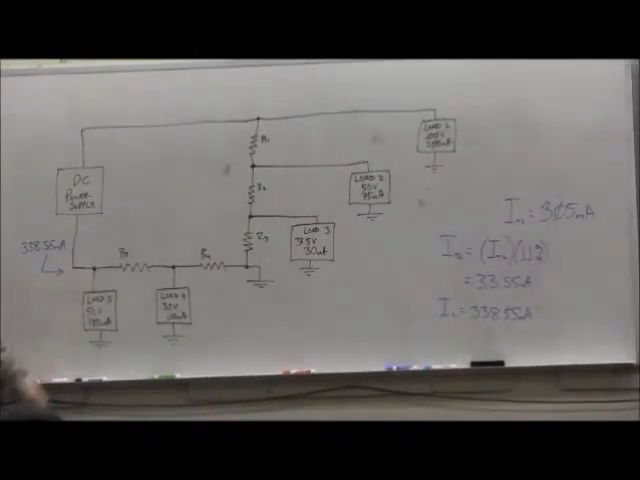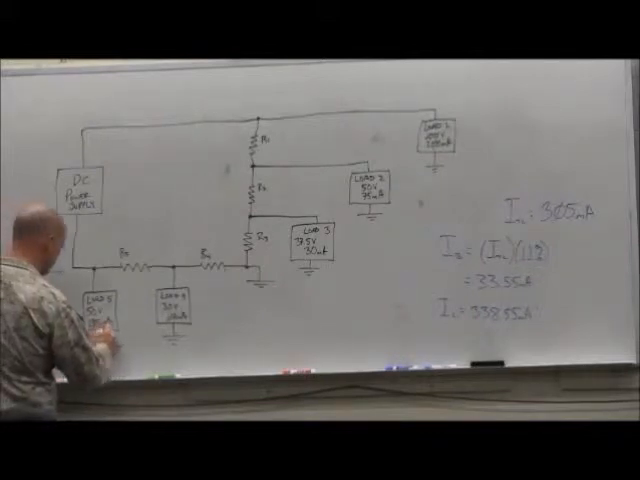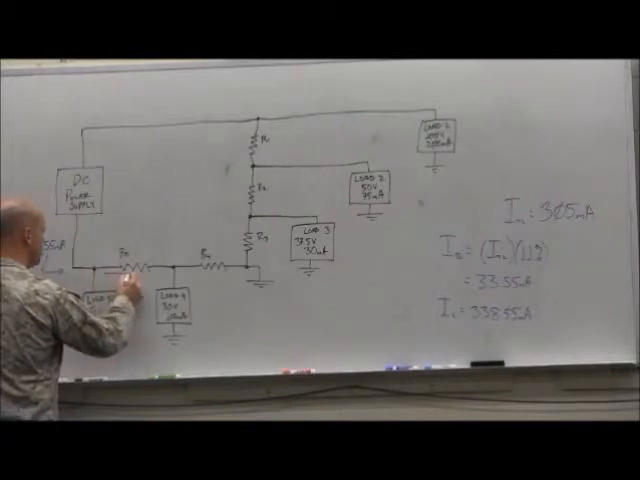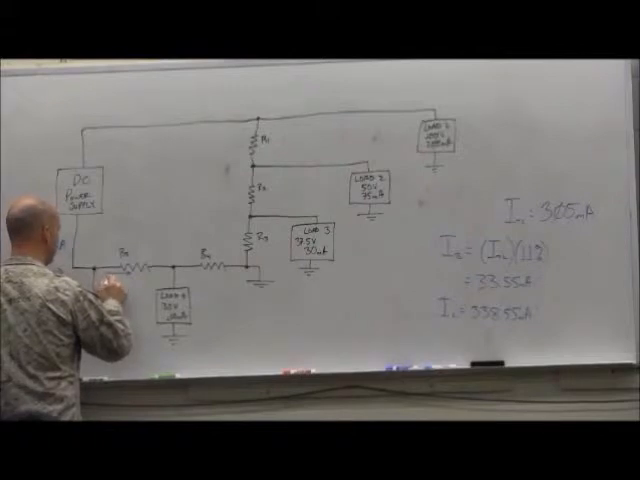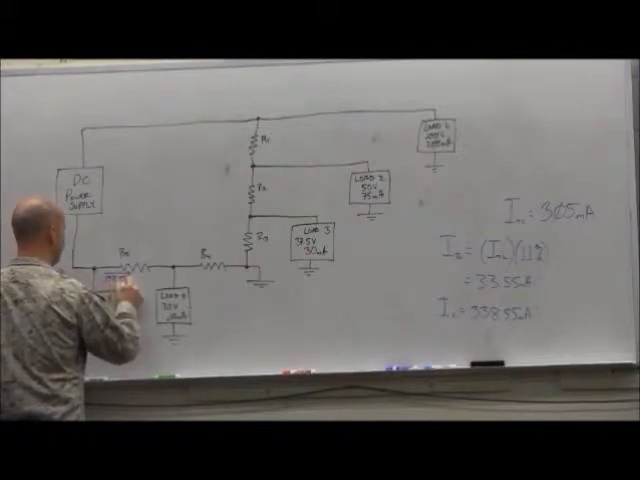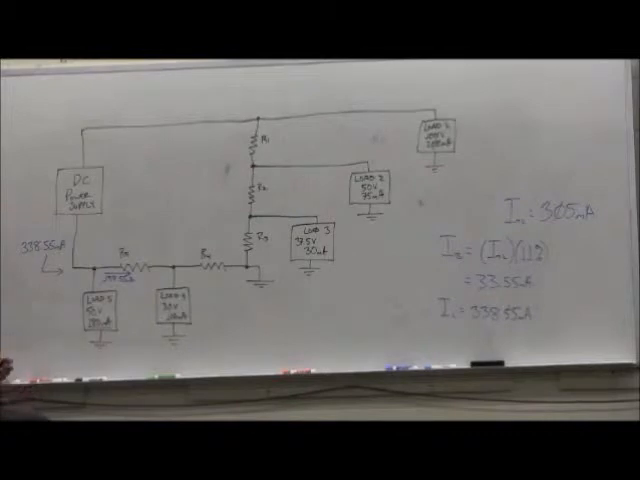Now, at this node right here, what happens to that 338.55 milliamps? It splits. In what way? Going down to load 5. How much goes to load 5? 180 milliamps goes to load 5. And how much continues across R5 then? 158.55 milliamps, because current is additive at the node. Therefore, of this 338.55 milliamps, 180 milliamps goes to load 5, the rest goes across R5.